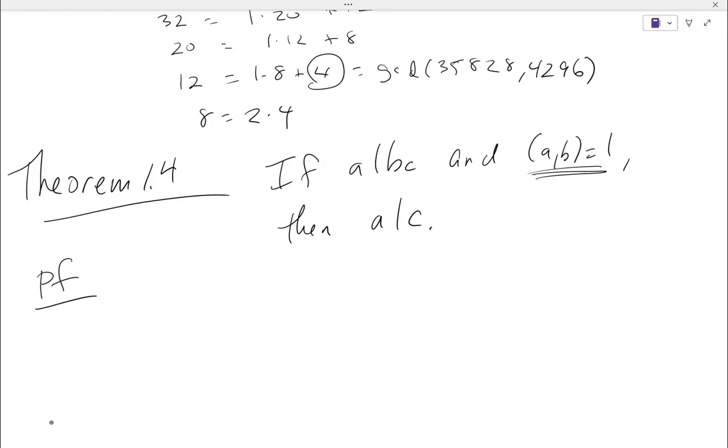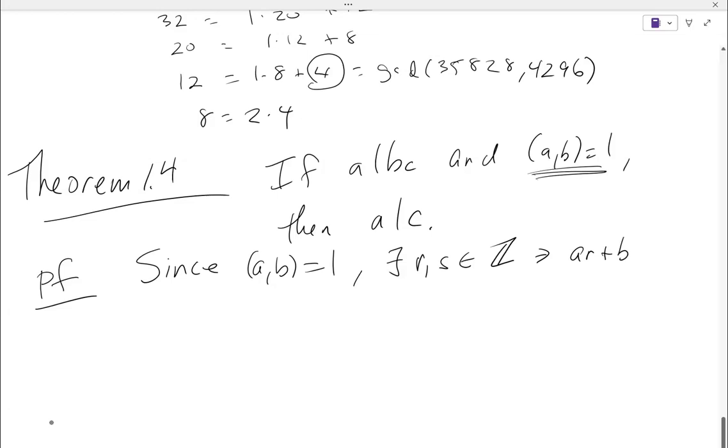So since the GCD of A and B is 1, there exist, give me two letters, I don't care what they are, as long as they're not A, B, or C. R and S? You'll use R and S? Okay. I was trying to get something different than R and S. That's okay. There exist two integers R and S such that AR plus BS, and there's a bunch of BS, equals 1.